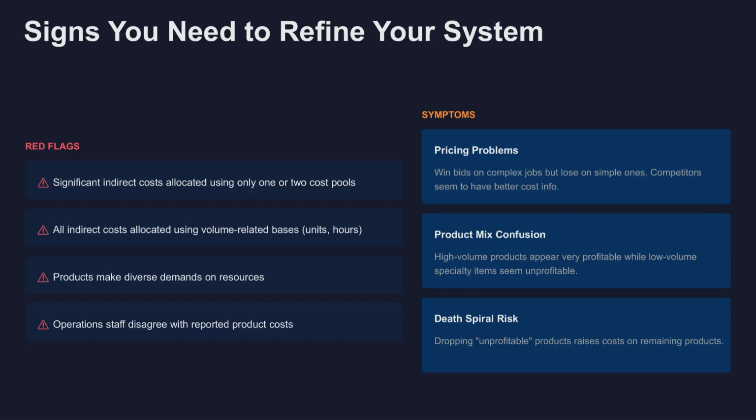Other red flags include winning bids you expected to lose, suggesting some products are undercosted, losing bids on simple high-volume products to competitors, profits that don't improve when you sell more of your most profitable products, and using a single overhead rate or direct labor as the only allocation base when operations have become diverse or automated. If the cost system hasn't changed in years despite major operational changes, it's likely time to evaluate and refine.